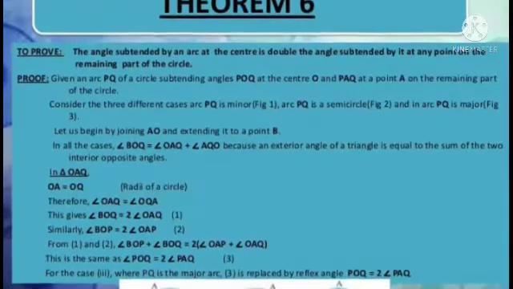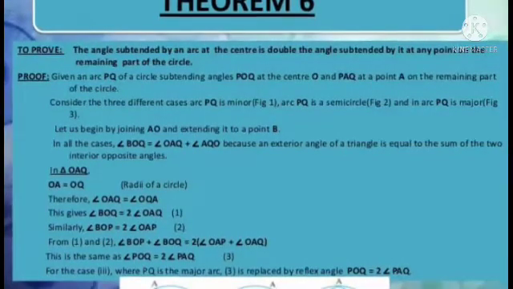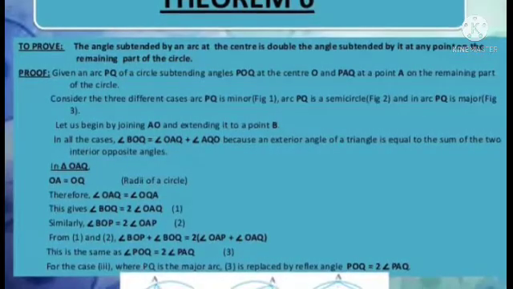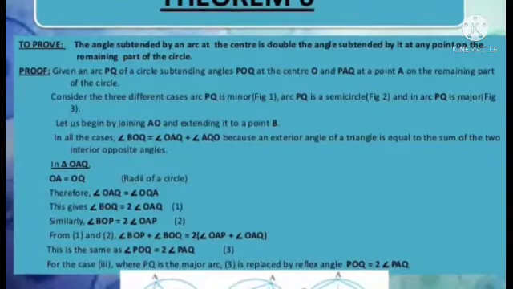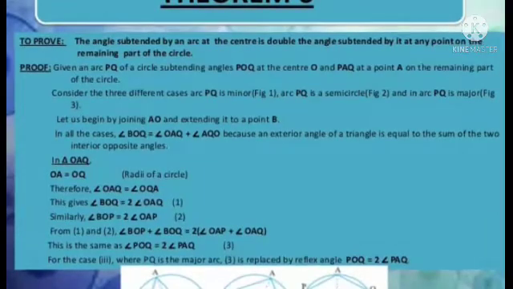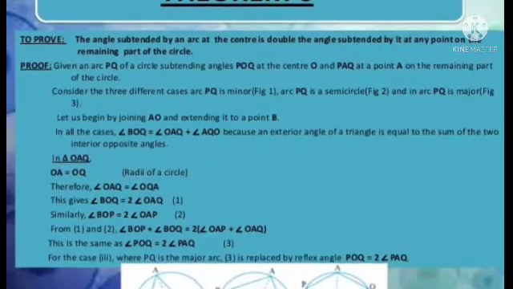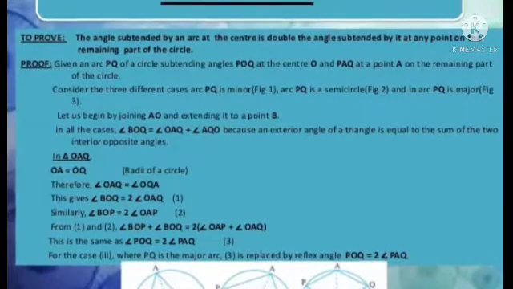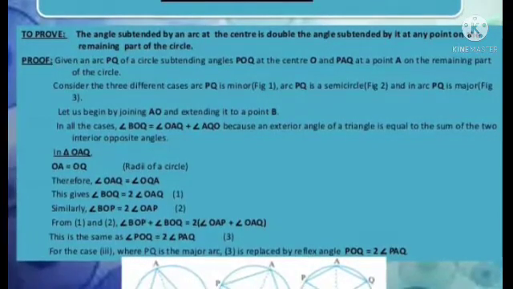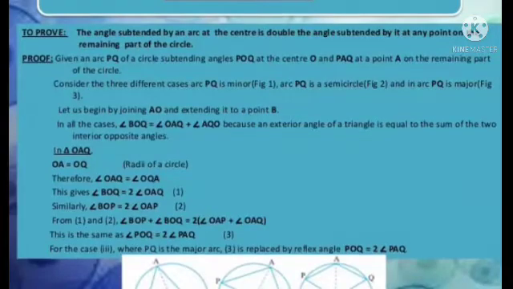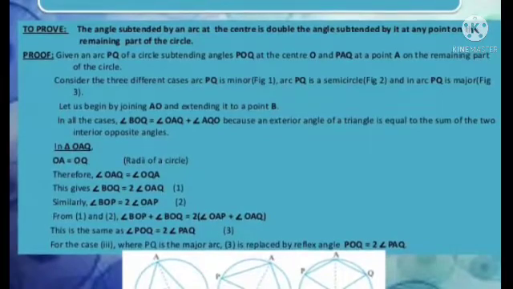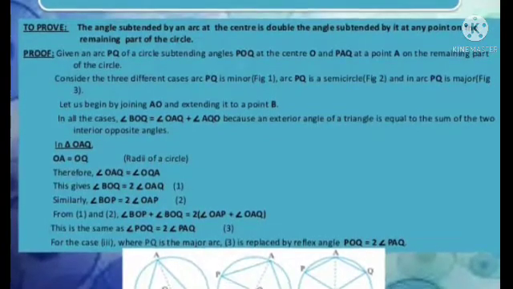Let us begin by joining AO and extending it to a point B. In all the cases, angle BOQ is equal to angle OAQ plus angle AQO, because an exterior angle of a triangle is equal to the sum of the two interior opposite angles. In triangle OAQ, OA is equal to OQ, that is, the radii of a circle. Therefore, angle OAQ is equal to angle OQA. This gives angle BOQ is equal to 2 times angle OAQ.